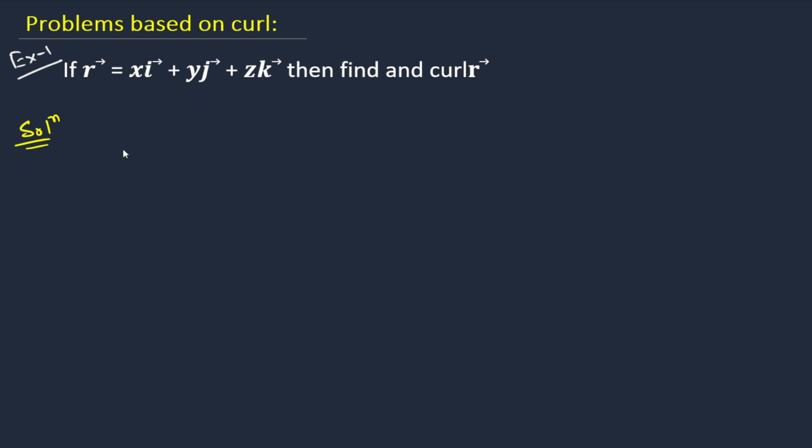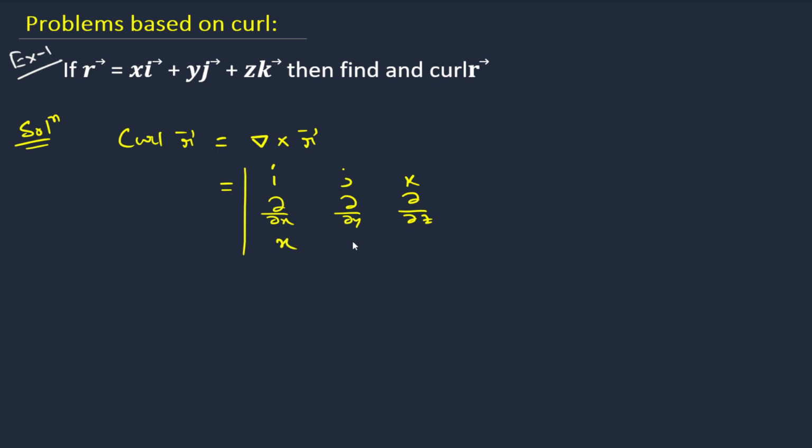In example 1, r bar is given, we have to find curl r bar. So curl r bar means nabla cross r bar. How will we find curl? By determinant. So first row will be i, j and then k. And then for nabla bar we can write del del x, del del y and then del del z. And components of r bar are x, y and then z.